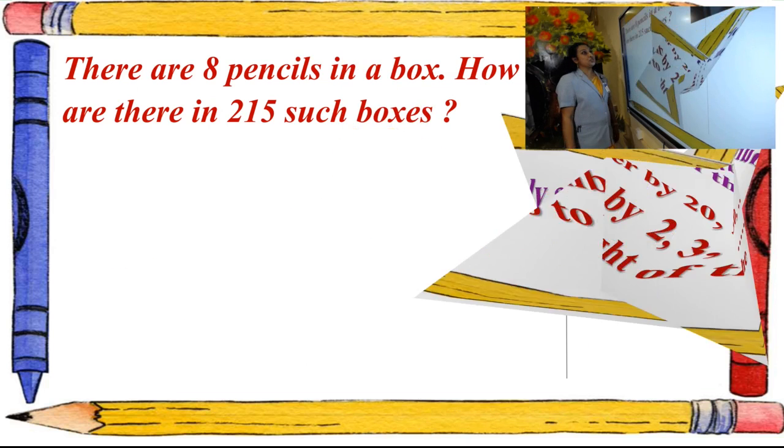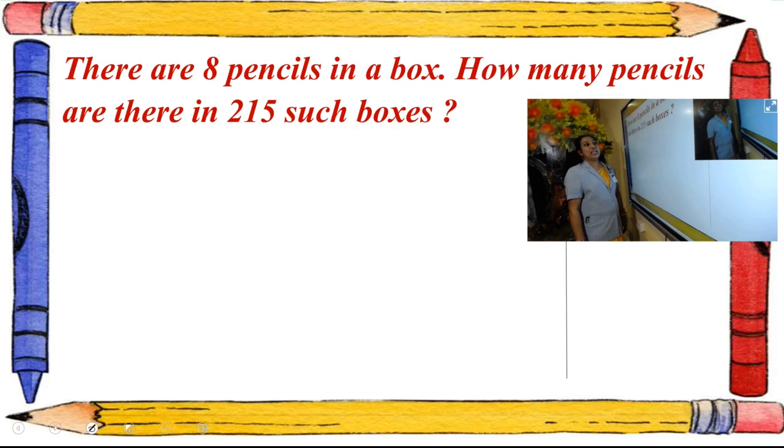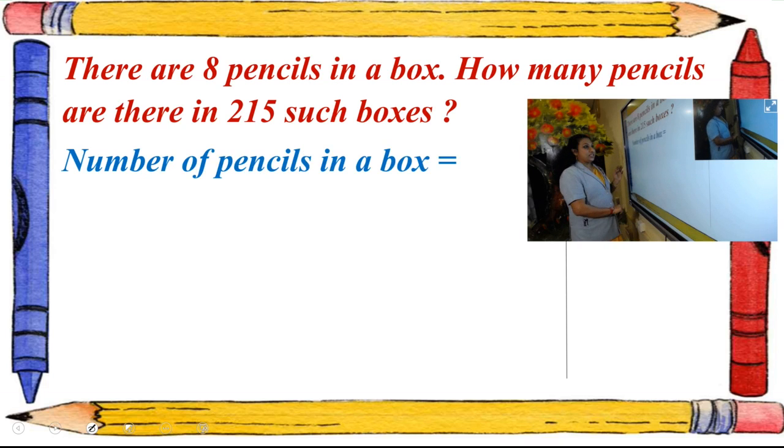Next we'll pass on to the word problem. There are 8 pencils in a box. How many pencils are there in 215 such boxes? For the word problem, you know you have to write the steps. So first we will take the first statement. There are 8 pencils in a box. Here it is the number, isn't it? In one box, how many pencils? 8 pencils. So how will you write the step? Number of pencils in a box. How much? 8.